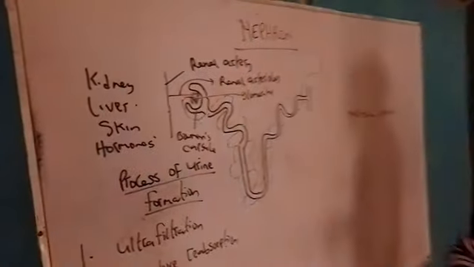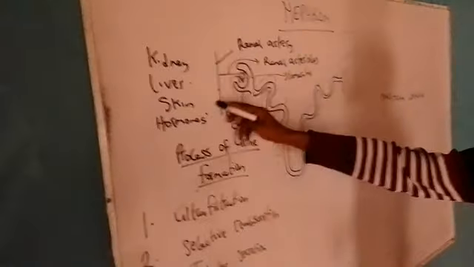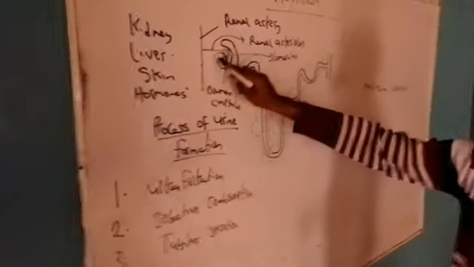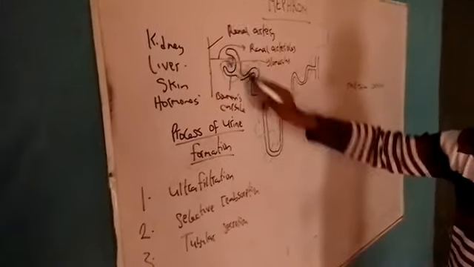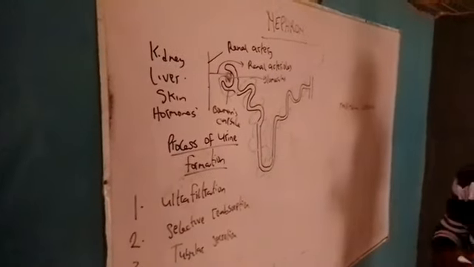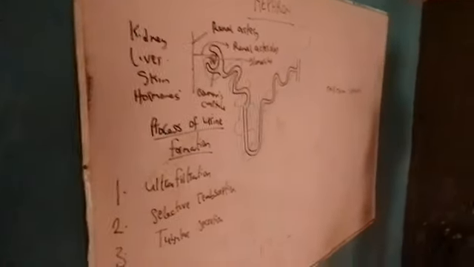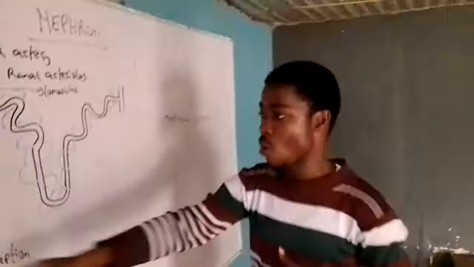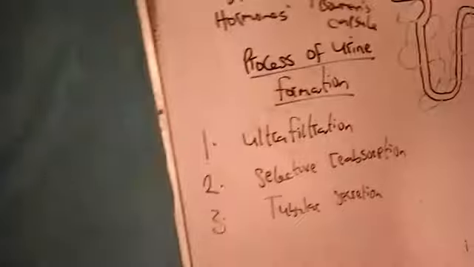Now let's take a look at it. Once blood is coming directly from the renal artery and then enters the renal arteriole into the glomerulus, what happens is ultrafiltration. There are three processes of urine formation. Number one, ultrafiltration. Number two, selective reabsorption. Number three, tubular secretion. The first process is ultrafiltration.